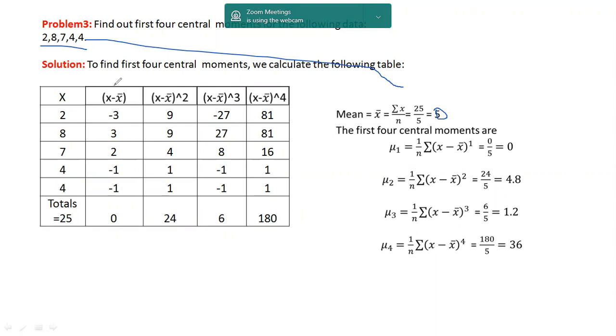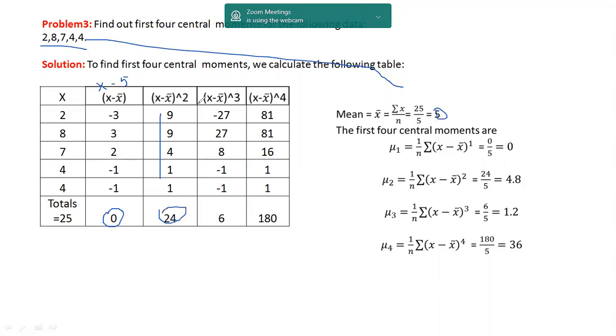So we have to take the deviations. So x minus x bar, that is 2 minus 5, where x bar is 5. So we take x minus 5: every observation we are subtracting with 5. So 2 minus 5 is minus 3, 8 minus 5 is 3, like that we calculate for all the values and add them. So we will get the summation of x minus x bar. Similarly, squaring these terms, minus 3 square is 9, 3 square is 9, 2 square is 4, minus 1 square is again 1, like that. Adding all these terms, we get 24.